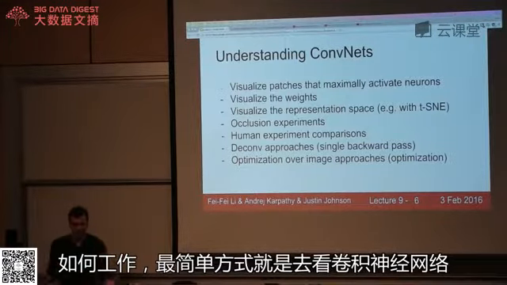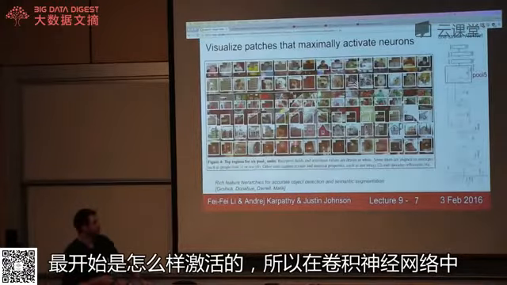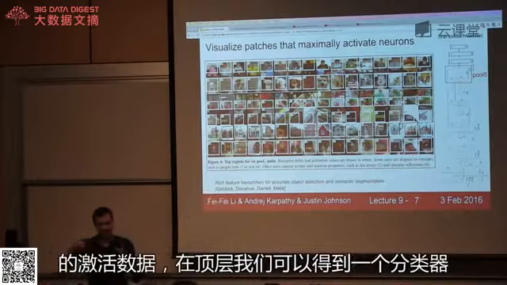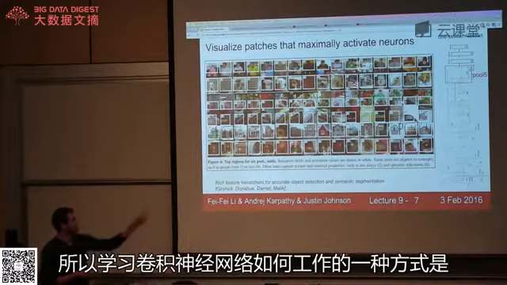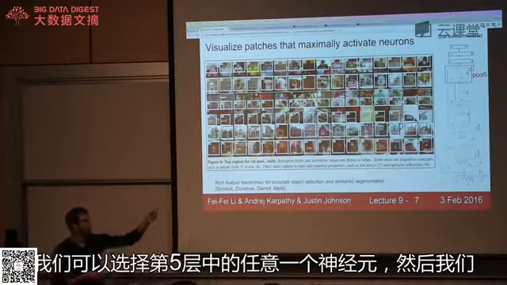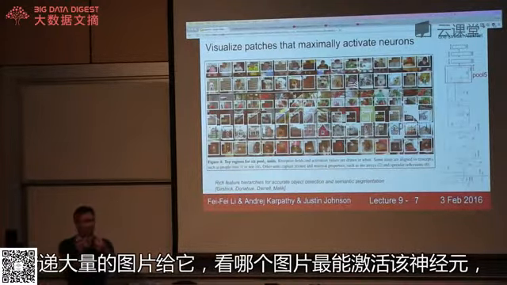Probably the simplest way to understand what ComNets might be doing is to look at the raw activations of a ComNet. In a convolutional network, we pass in the image at the bottom, we get all of these different activation volumes in between, and at the end, we have a classifier on the top. One way you can study what these ComNets are doing is to pick an arbitrary neuron, say in a pool 5 layer, and pipe lots of images through the ComNet and see what excites that neuron the most.